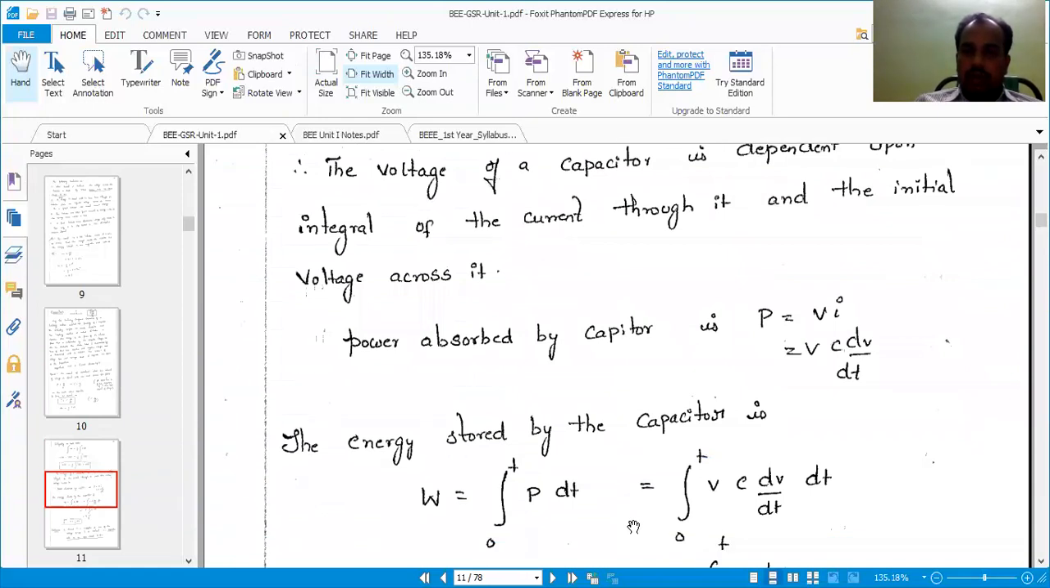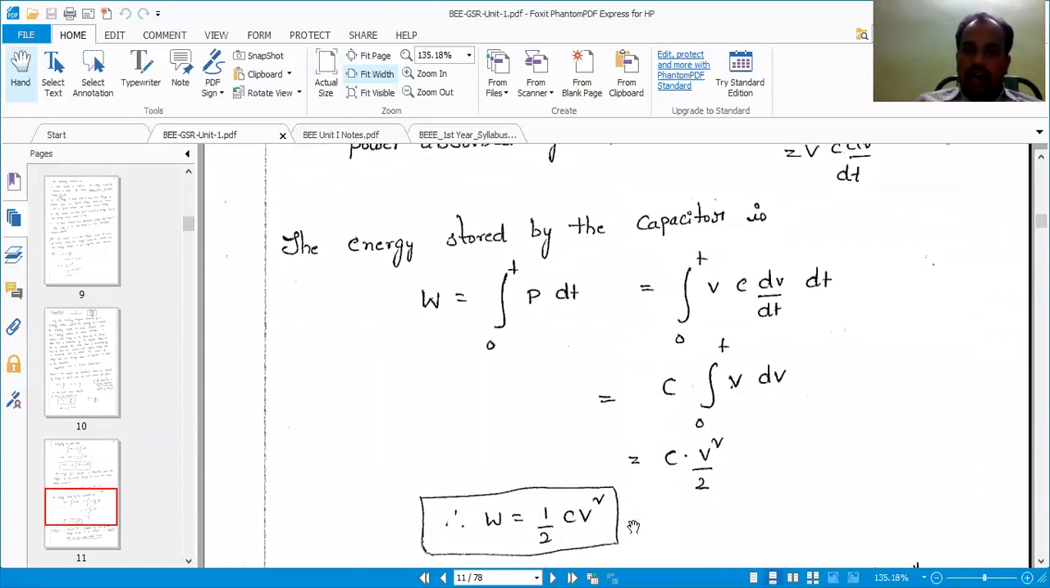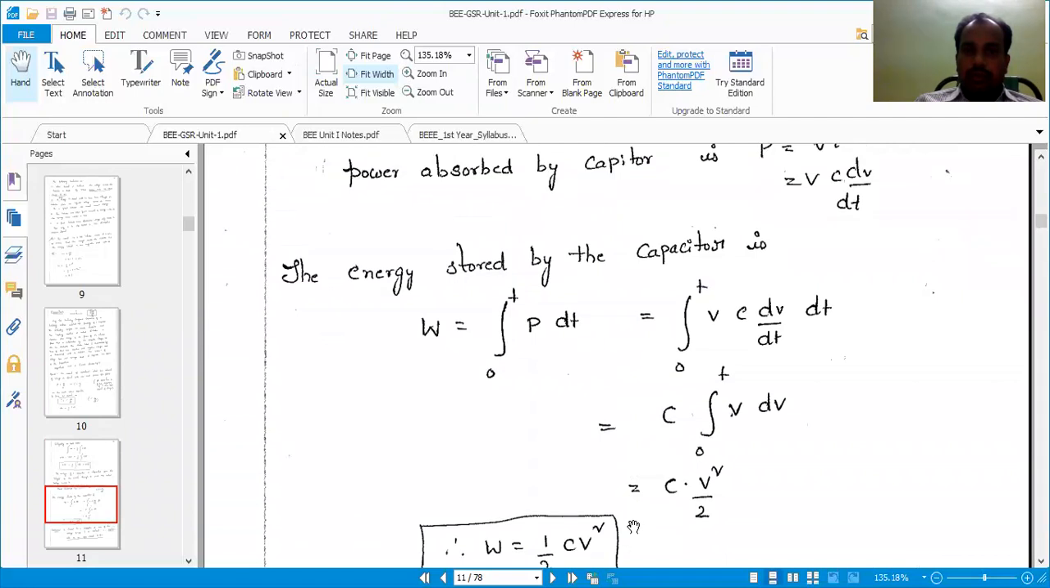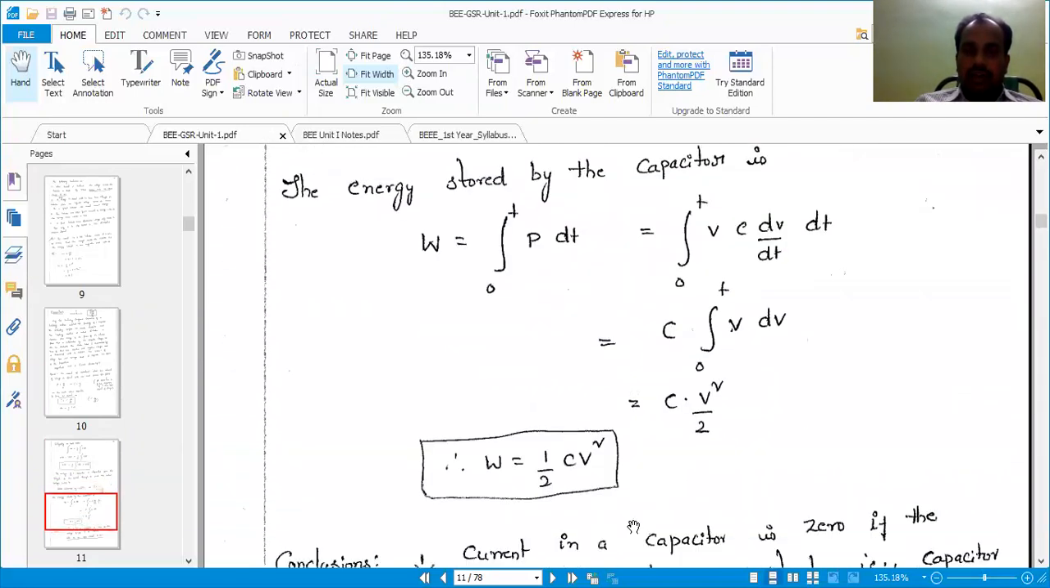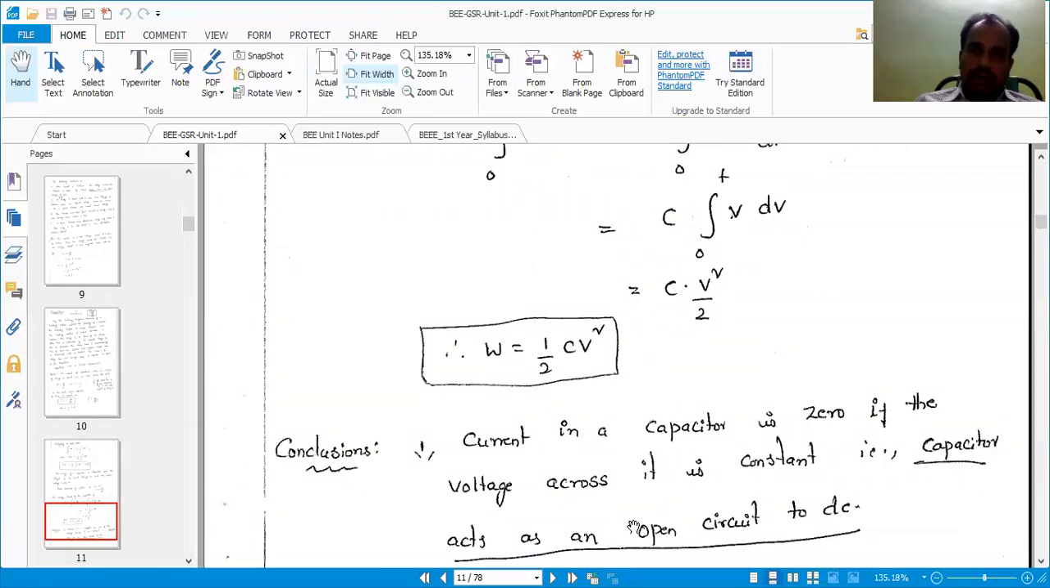The power value is V into C into dV by dt. The energy stored in the capacitor is equal to half C V square. The energy stored in the inductor is equal to half L i square. The energy stored in the resistance is equal to I square R T, or V square by R into T.